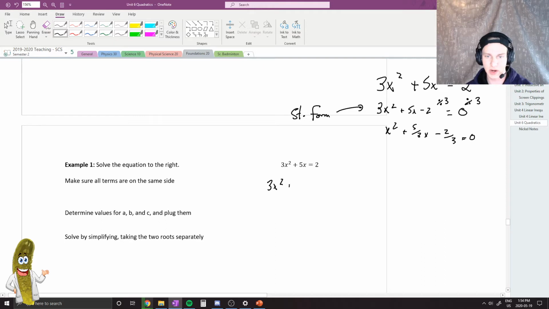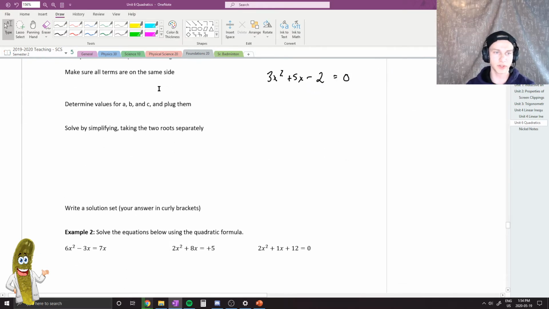So we have 3x squared plus 5x minus 2 is equal to 0. The next thing that we are told is, we got all of our terms on the same side. We want to determine the values of a, b, and c. 3 is a, 5 is b, and negative 2 is c. So we have all of our different values there.